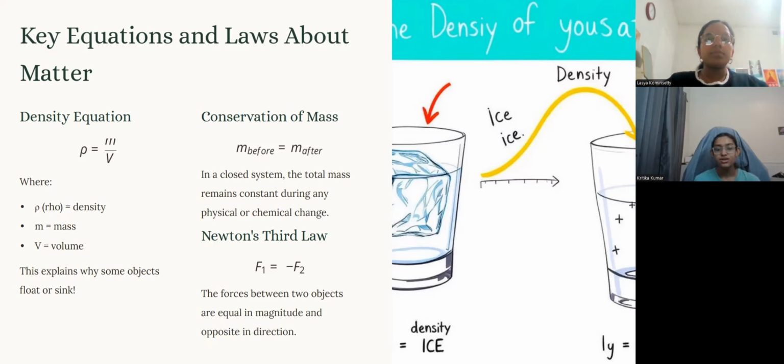So Newton's third law basically says that the forces between two objects are equal in magnitude and opposite in direction. That means that, basically, this pen, if it's kept on my table, then there are two forces equal in magnitude acting on this. One is the pen acting on the table, and the other is the table surface acting on the pen. And they're both equal. That is why the pen is not moving.